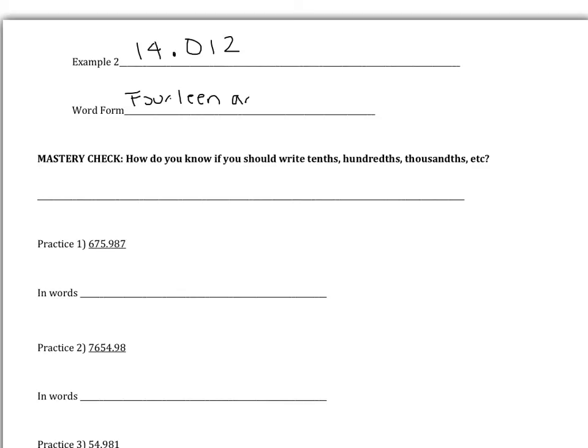14 and. Now, I see the number 12. I see this 0 here, but the other number I see is 12, so I'm going to write out 12. And then I have to figure out, well, what is my place value going to be? I'm 1, 2, 3 place values after the decimal. And I know that that's the tenths, hundredths, thousandths place. So I'm going to write 14 and 12 thousandths. 14 and 12 thousandths.